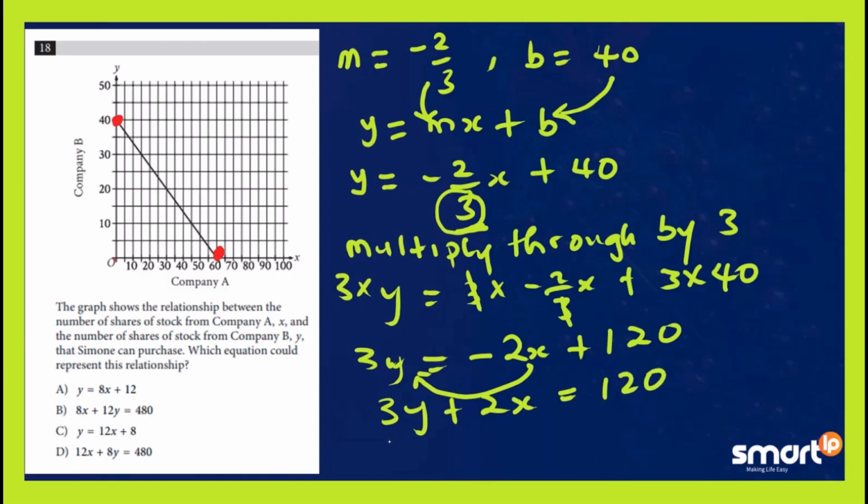Okay, we could rewrite this 3y plus 2x as 2x plus 3y, since they are both on the left hand side, we're not changing them to the right. 2x plus 3y equals 120. Okay, if you now look at the options, we do not have anything that looks like it, but we are very close to the answer. So let's see.